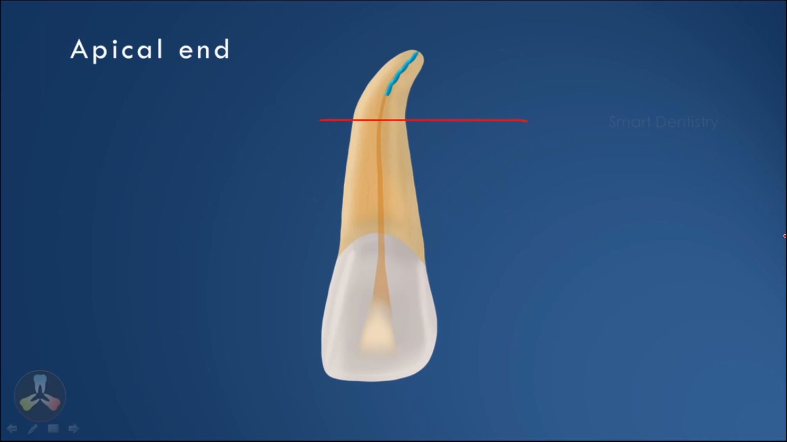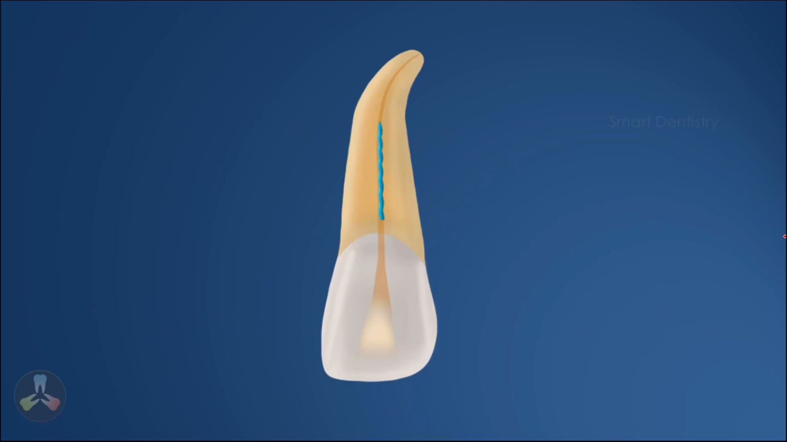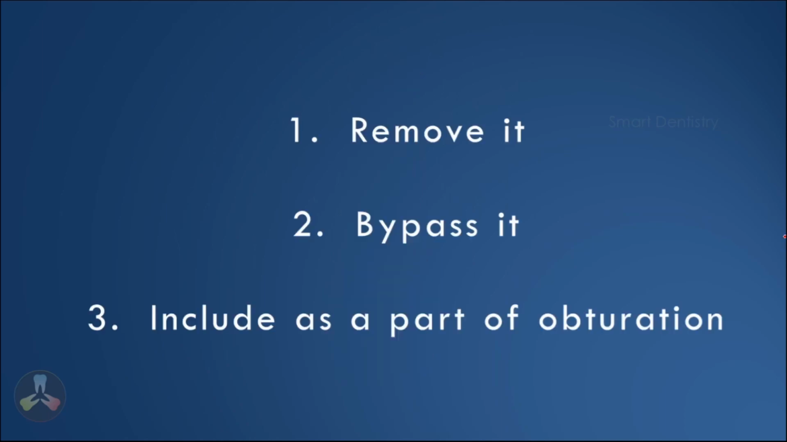So what are we supposed to do if there is a file fracture? One, we have to attempt to remove the file. If it is not working, we have to bypass the file, and if both of these techniques are not working, we can include the file as a part of the obturation and we can obturate the remainder of the canal after doing a proper cleaning and shaping. But again, in this type 3, the success rate of the root canal treatment may be compromised, and it will be mostly dependent upon the pre-treatment diagnosis. If the tooth was a vital tooth, then the chances for failure will be less.